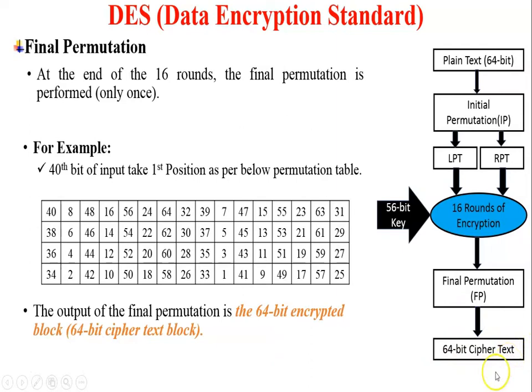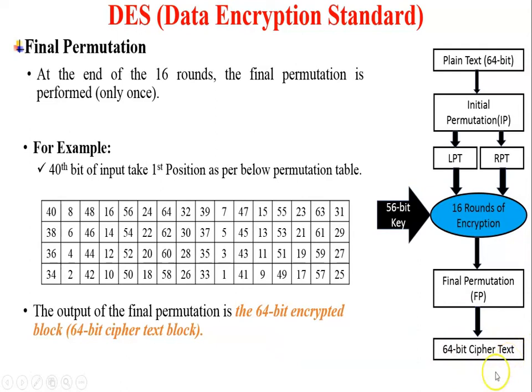PBOX permutation. The output of the SBOX is 32 bits and it is given to the PBOX. So the 32 bits are permuted with a 16 cross 2 permutation table, which is drawn over here. You can see this is 16 by 2, so this is the 32-bit PBOX table. For example, the 16th bit of the SBOX output takes the first position as per the permutation table, and it generates the output of the PBOX permutation. This is one example, and the rest of the bits you can see over here in the PBOX table. Now we have reached the end of the PBOX.